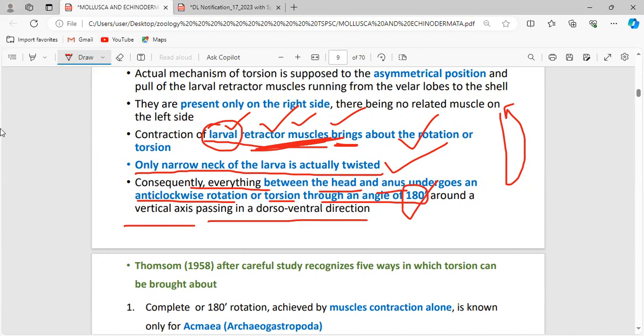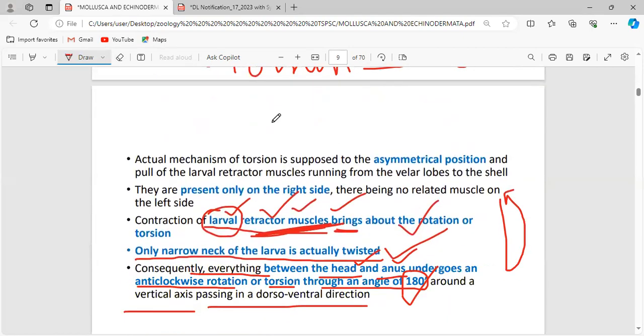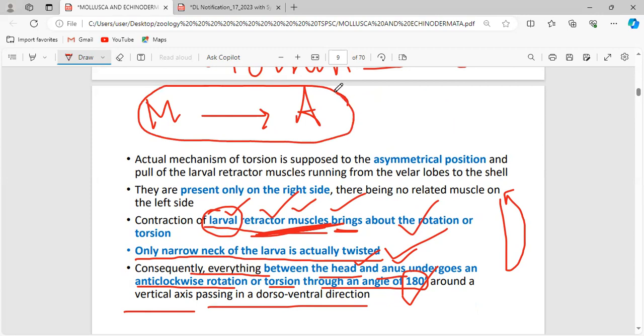What are all the things I have mentioned about? The same thing is repeated here. We know that head and anus, what are all the structures between? See, the digestive tract starts from the mouth region to the anus region, right? So all the structures between these will be undergoing this particular rotation. Clear?